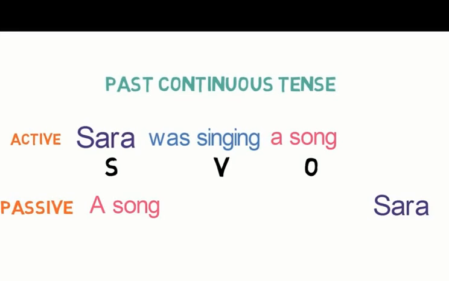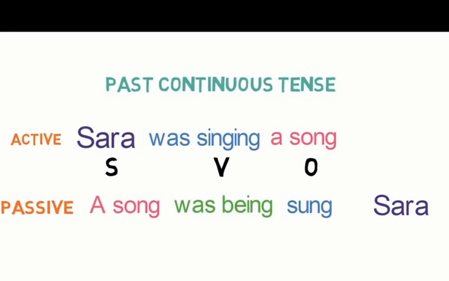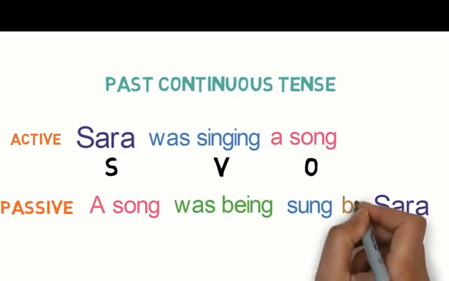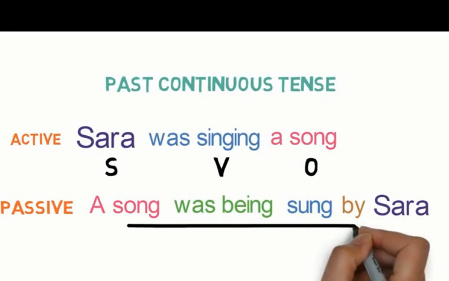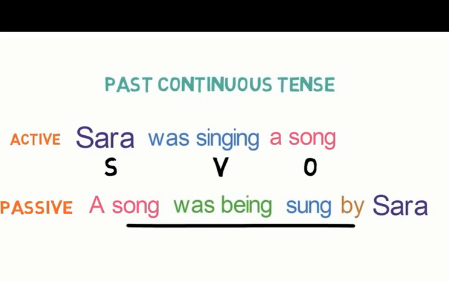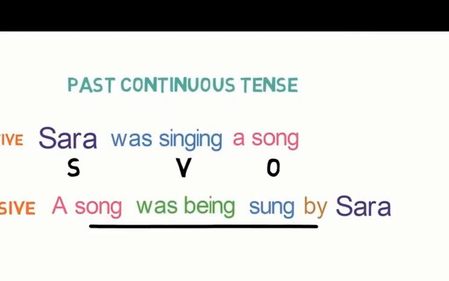So here main verb is sing, so it is sung, and helping verb is was being. Here this is past continuous tense, so in order to show the same past continuous tense in the passive voice, we have to write was being and attach the preposition by before the subject. And now the sentence is completed. The completed passive voice is a song was being sung by Sarah. Okay.